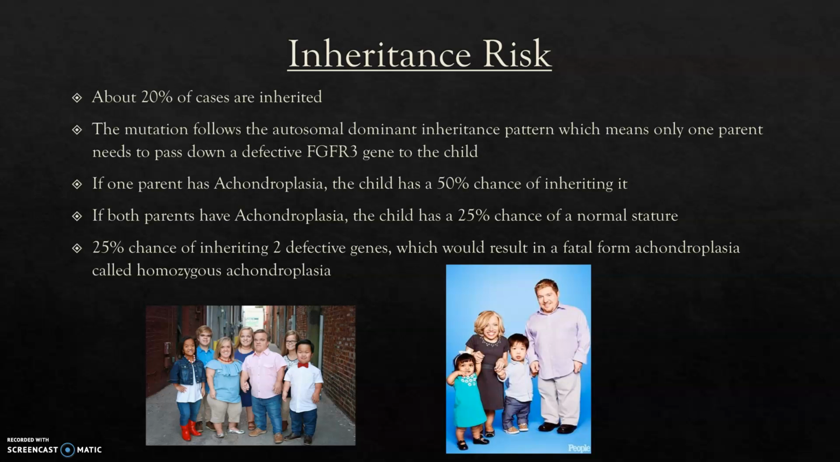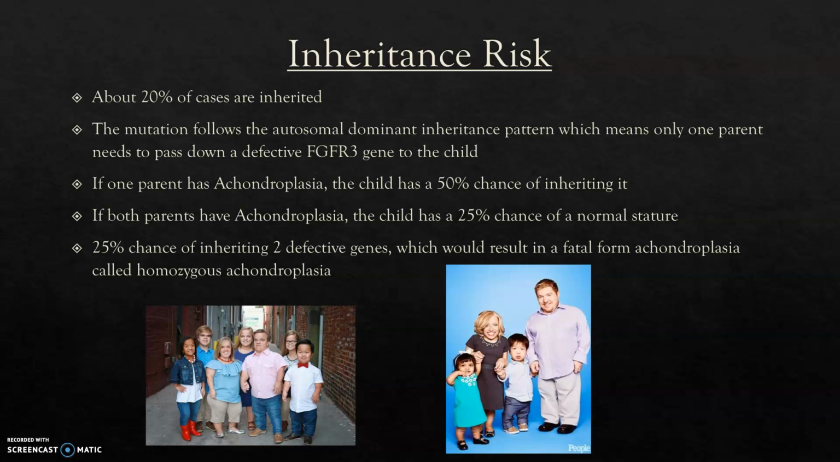Inheritance risk. About 20% of cases are inherited. The mutation follows the autosomal dominant inheritance pattern, which means only one parent needs to pass down that defective FGFR3 gene to the child. If one parent has achondroplasia, the child has a 50% chance of inheriting it. If both parents have it, the child has a 25% chance of normal stature, and a 25% chance of inheriting two defective genes, which would result in a fatal form of achondroplasia called homozygous achondroplasia.